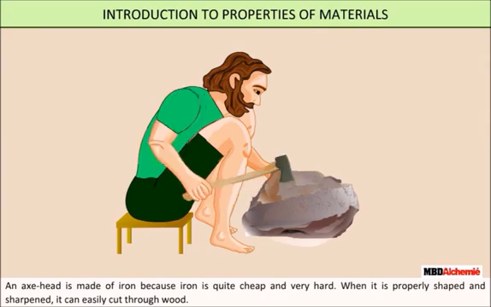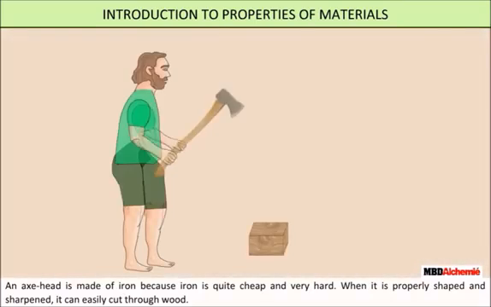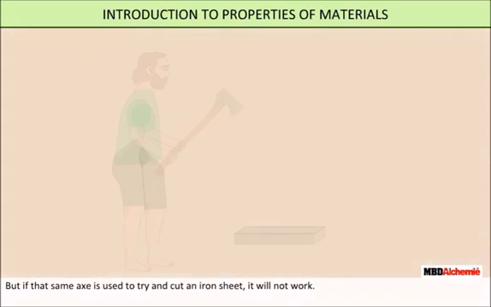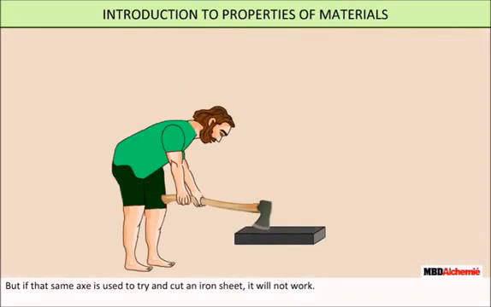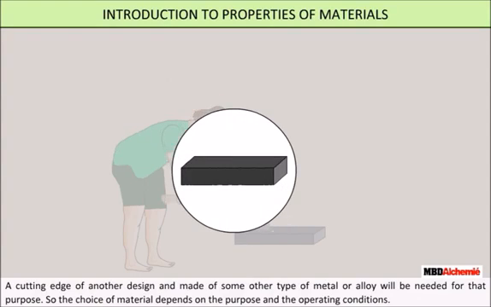An axe head is made of iron because iron is quite cheap and very hard. When it is properly shaped and sharpened, it can easily cut through wood. But if that same axe is used to try and cut an iron sheet, it will not work. A cutting edge of another design and made of some other type of metal or alloy is needed for that purpose. So, the choice of material depends on the purpose and the operating conditions.